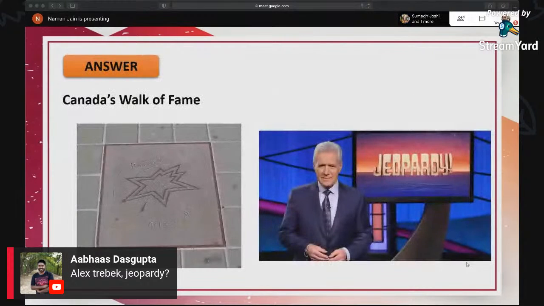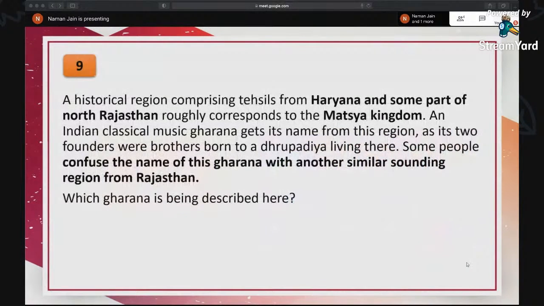Canada Walk of Fame. So the stars are a bit weird. So they are shaped like the maple leaf, and the person is Alex Trebek. I didn't need Alex Trebek, but nonetheless, a great tribute to him. Moving on, question number 9. Which Gharana is being described here?